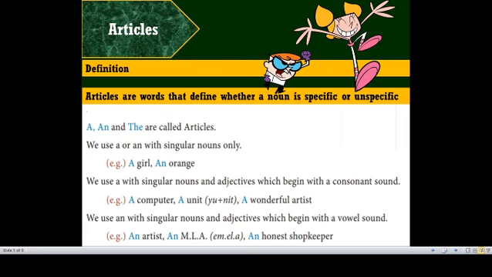For example, a computer. Computer, c is a consonant sound. A wonderful artist, w is a consonant sound. So these two words, computer and wonderful, have started with a consonant sound. So before the words which begin with a consonant sound we use a. If it is a vowel sound, before such nouns which begin with a vowel sound, we use an.